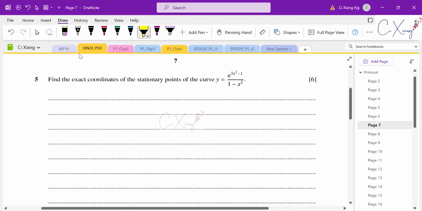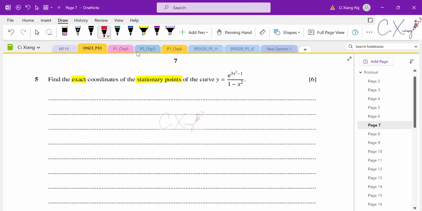Okay, so question number 5. They want us to find the exact coordinates, so highlight the keyword exact coordinates and then stationary point of the curve for this one. Alright, so when you are looking for stationary point, basically you have to find out the dy dx and you let them equal to 0. So when you let dy dx equal to 0, you will get the x. Then after you get the x, you can get the y coordinate, and that's how you find out the coordinate for the stationary point.